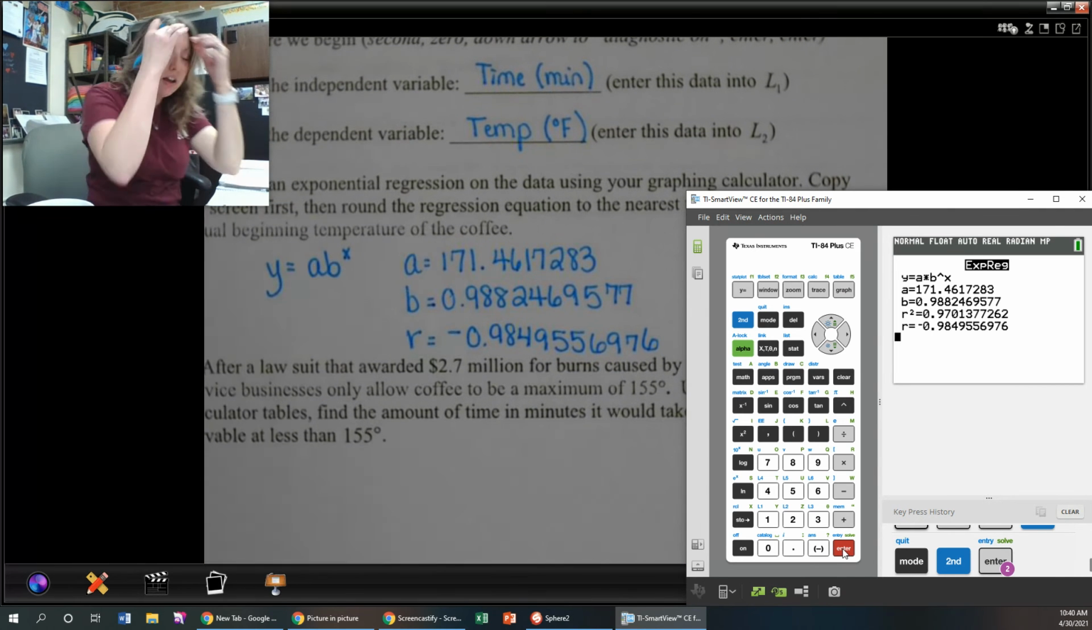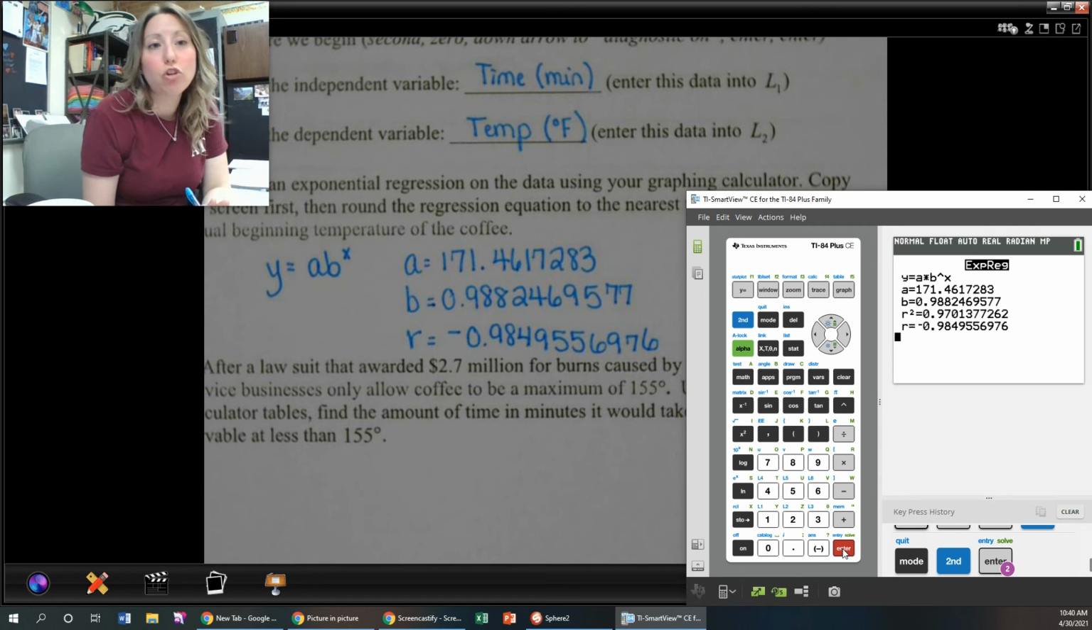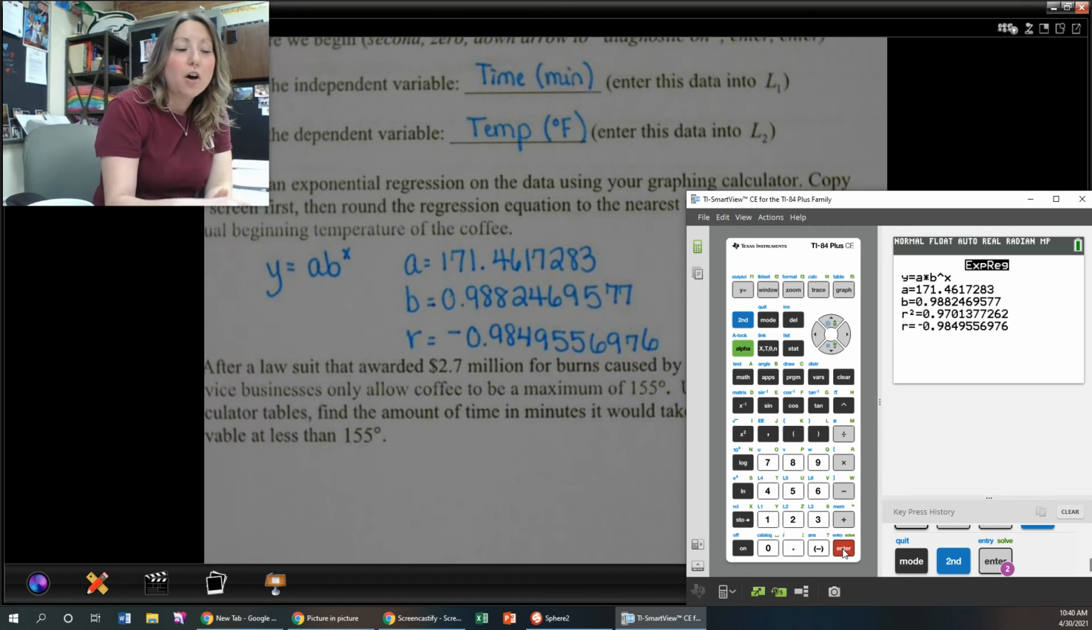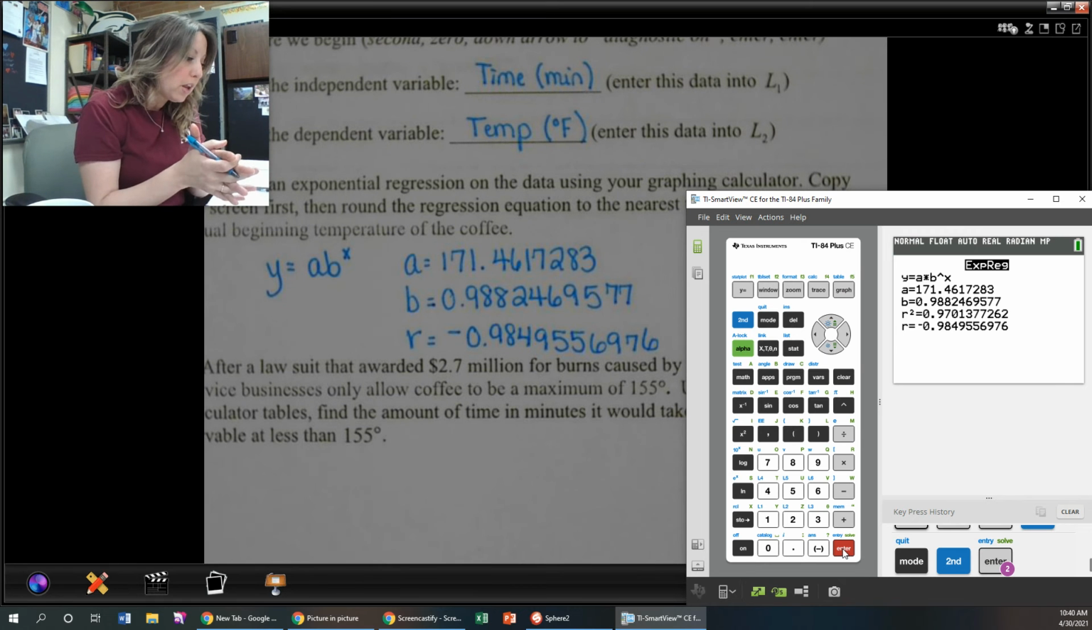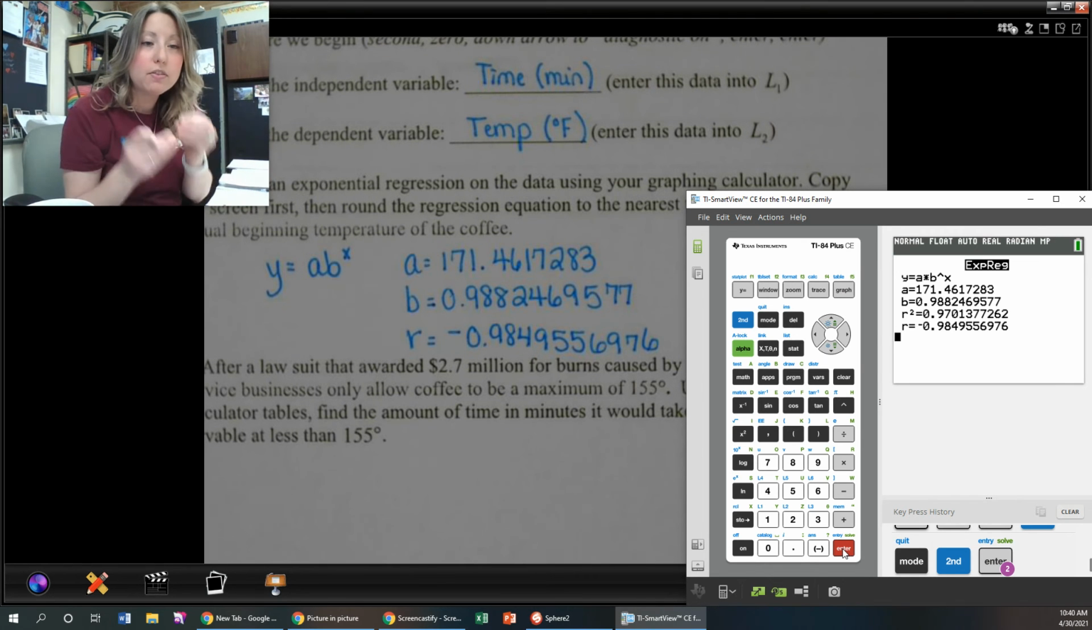And this is that exponential relationship between the amount of time that has passed since the coffee was brewed and the temperature in Fahrenheit of the coffee at that time. Okay? That's what we're writing down. The next thing I want to do here is create that regression equation for myself where I round.